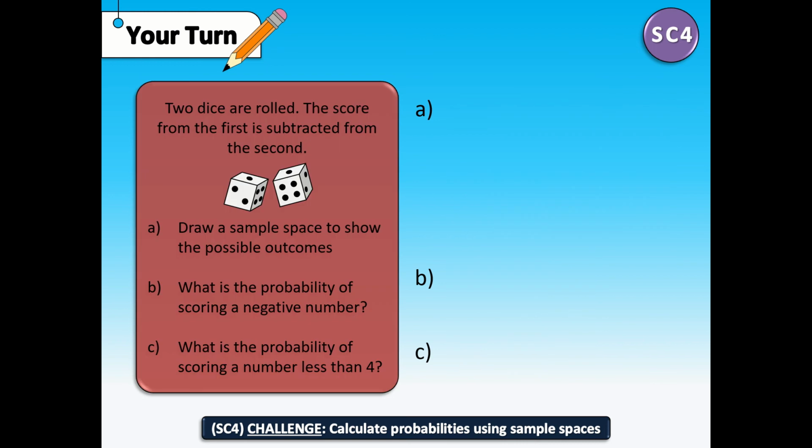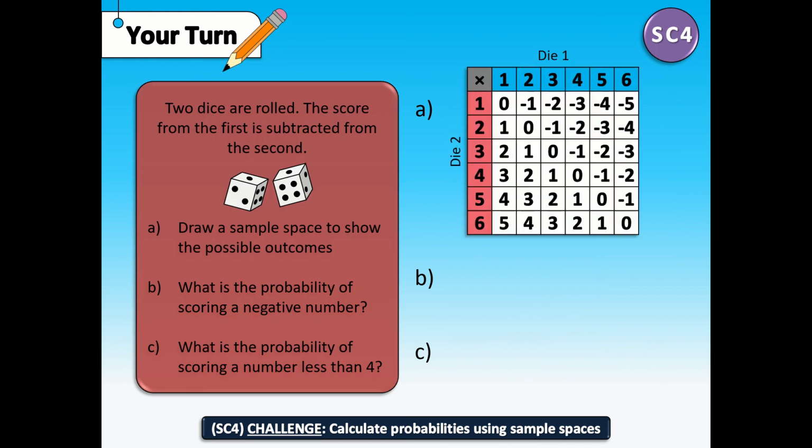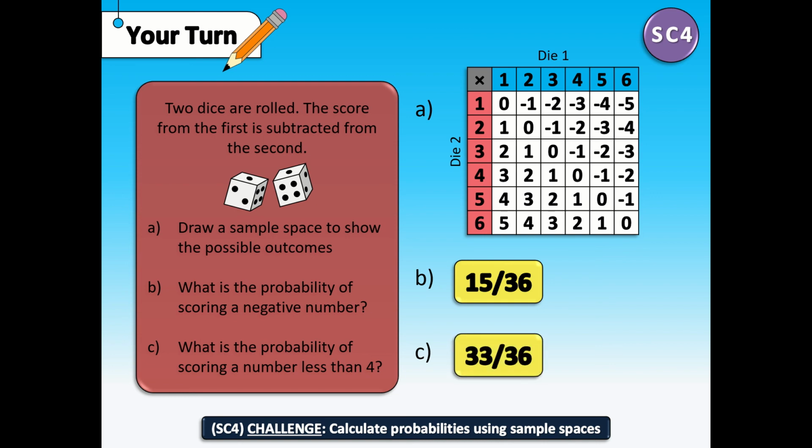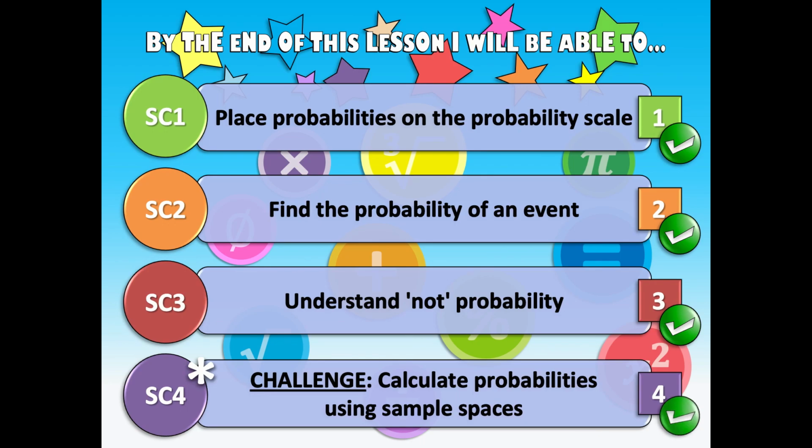For the red question, here's our sample space. The probability of scoring a negative number is 15 out of 36. And the probability of scoring a number less than 4 is 33 out of 36. Now we've completed success criteria 4.